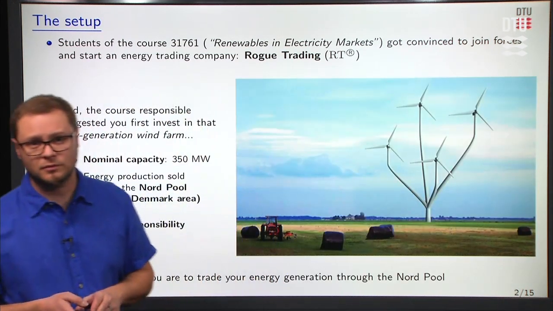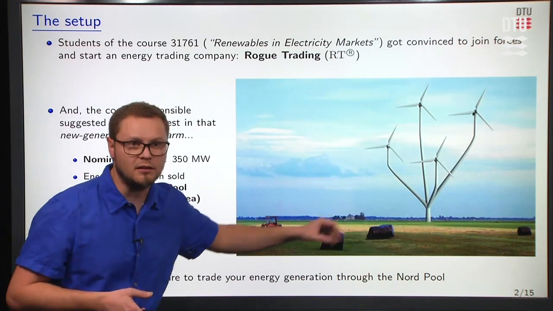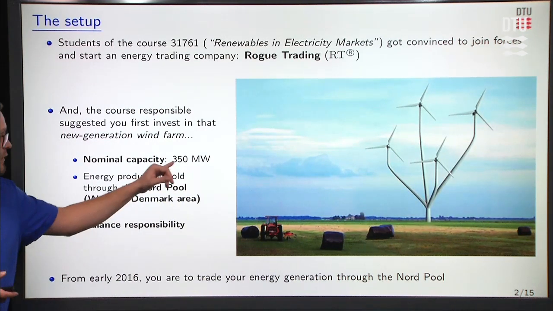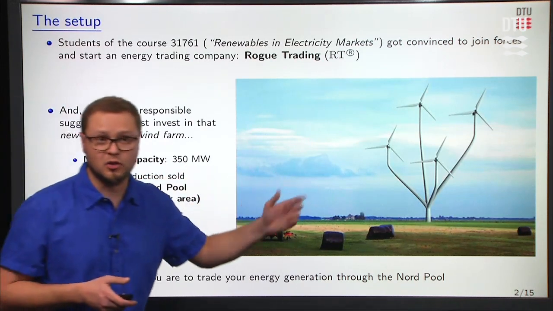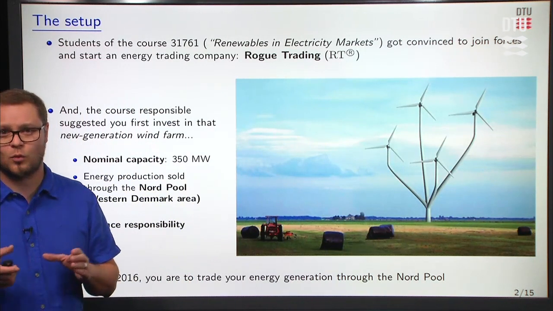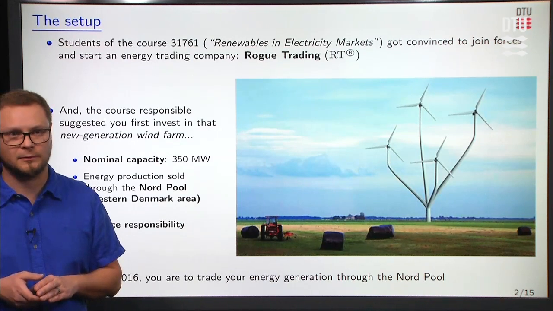Then I convince you to invest in energy generation assets. This wind farm actually consists of a single four-headed wind turbine, which is represented here, with a nominal capacity of 350 megawatts. I think we can fairly agree that this cannot be realistic, at least for the capacity, but in terms of a four-headed wind turbine, it actually exists. There is one engineered by Vestas and another test on Risø campus in Roskilde.